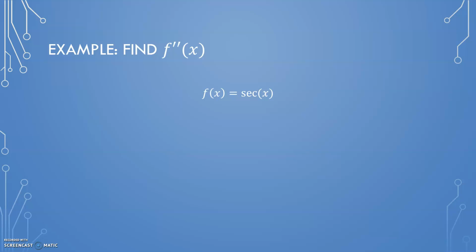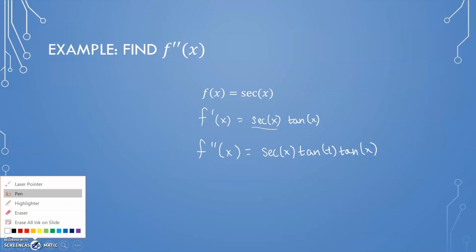So here's an example. I want to find the second derivative of secant. Well, the first derivative of secant is secant tangent, and the second derivative would require me to know that I have to use the product rule. So I'm going to take the derivative of secant, which is secant tangent, and then I'm going to leave tangent alone. For some reason I wrote a t there, and I should have written an x.